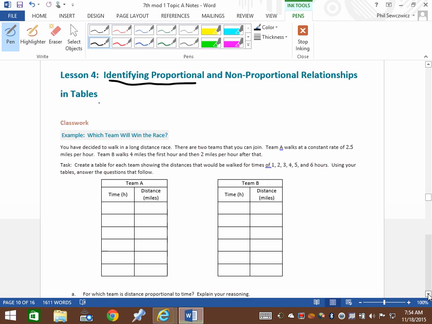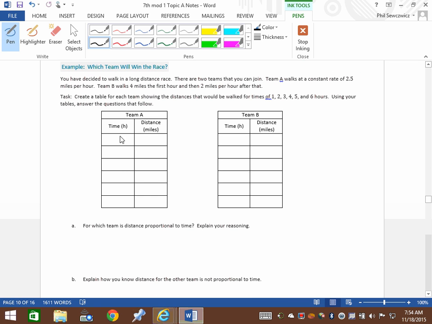Okay, let's start filling some stuff in. We know that the time was a 1, a 2, a 3, a 4, a 5, and a 6 for the hours. So we were told that we would be using that. Let's fill that in on both tables. We were told that Team A was going at a constant rate of 2.5 miles per hour. So take a moment, see if you can fill in the first few numbers for the distance. All right, so the first hour, did you say 2.5?